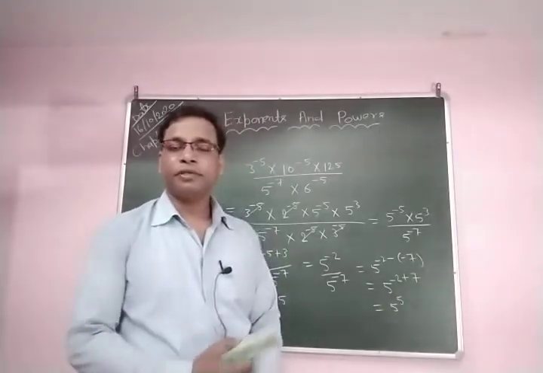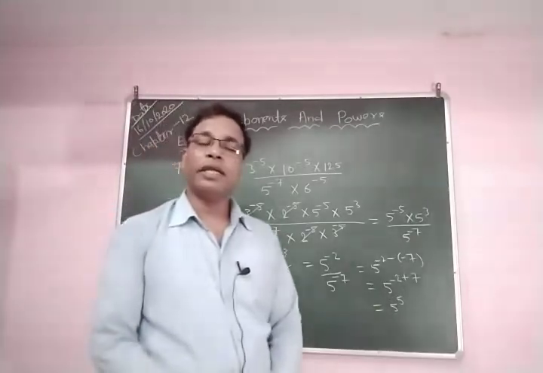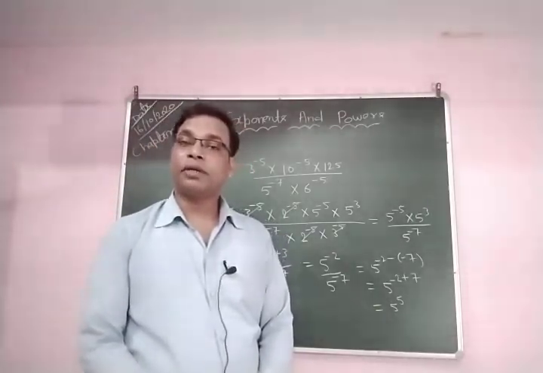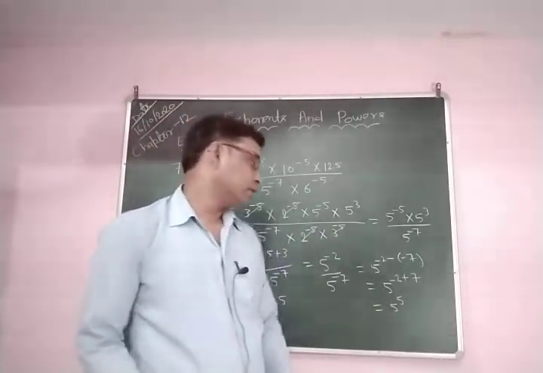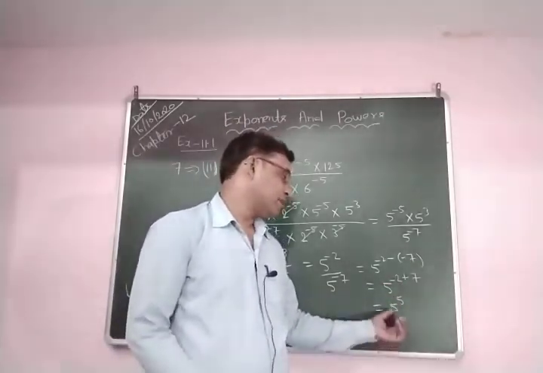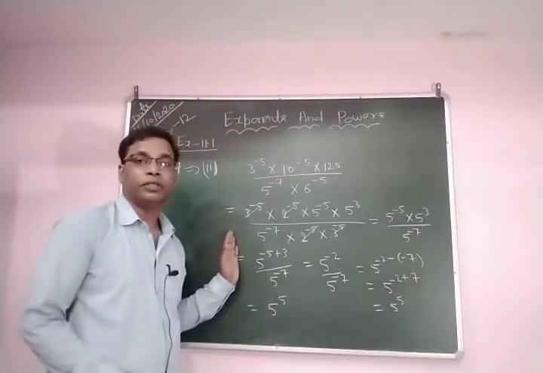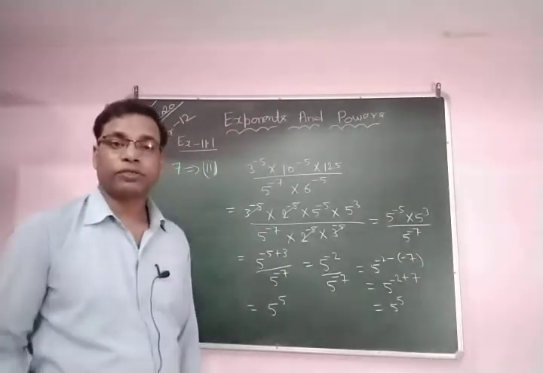So when we add minus 2 and 7, then we obtain 5. So in this way you can say 5 power 5 is the solution of the given question. So I hope all of you understood this question.